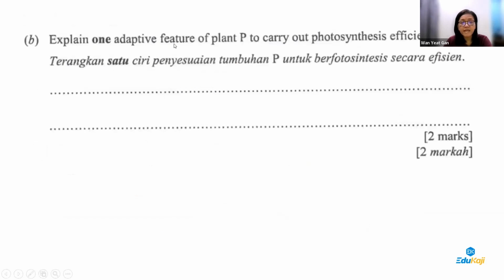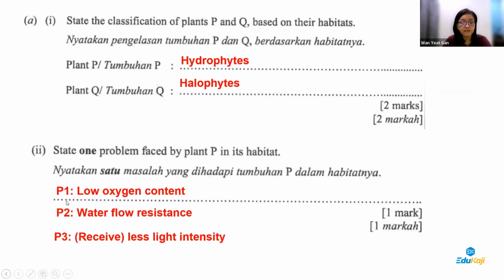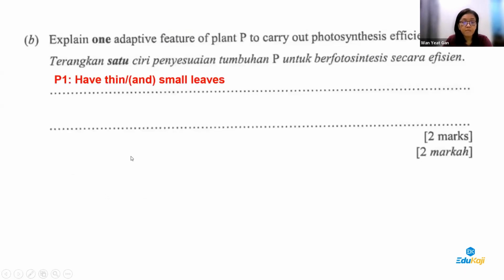Explain one adaptive feature of plant P to carry out the photosynthesis efficiently. Now, what can he do? Having all these problems that are listed: low oxygen content, water flow resistance, less light intensity. How does he overcome this problem? Okay, one way is to have thin and small leaf.